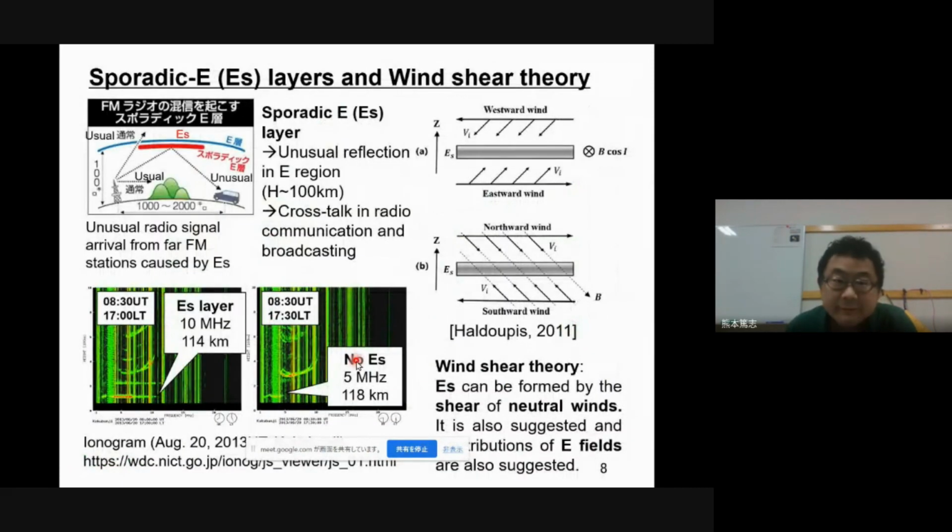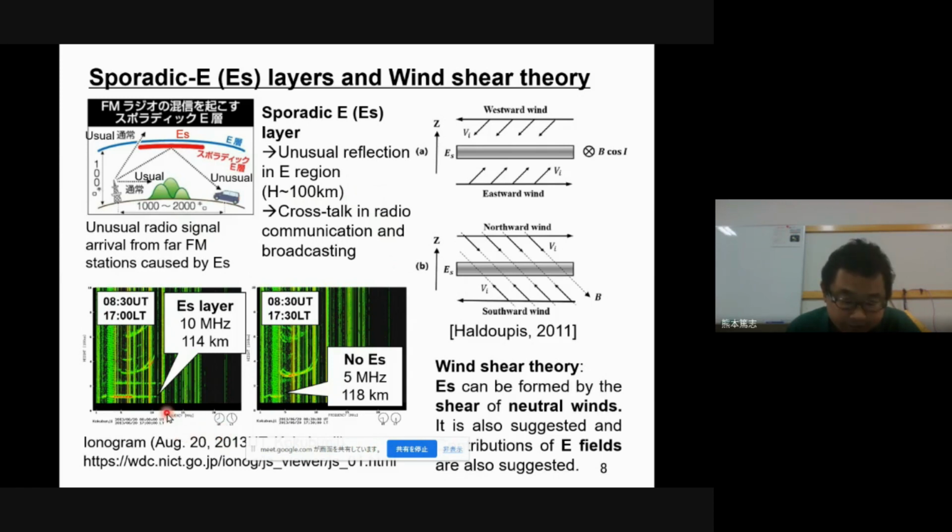And sporadic E layer is known to cause unusual radio reflection at an altitude of 100 kilometers, and also cause crosstalk in radio communication and broadcasting. And this is ES layers observed by the ionosonde on the ground.